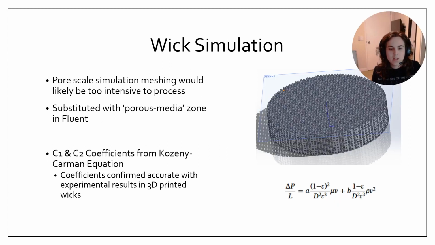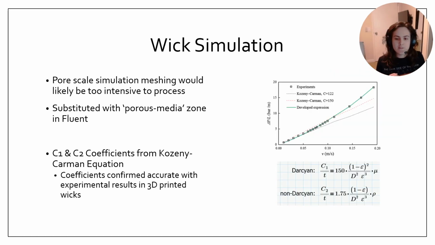And then finally, for the wick, instead of doing a pore scale simulation, since my computer probably can't handle it, I'm just going to use the porous media zone in Fluent. This has two coefficients derived from the Kozeny-Kármán equation. I found a paper deriving that specifically for 3D printed wicks and its applicability to actual experimental results. So I'm going to use that and see what our results get next week.